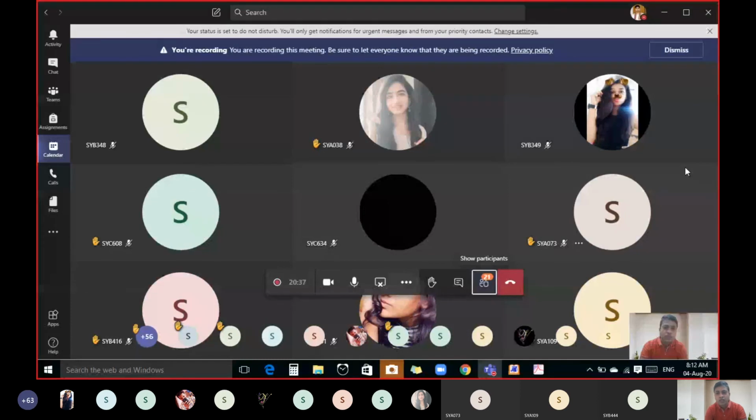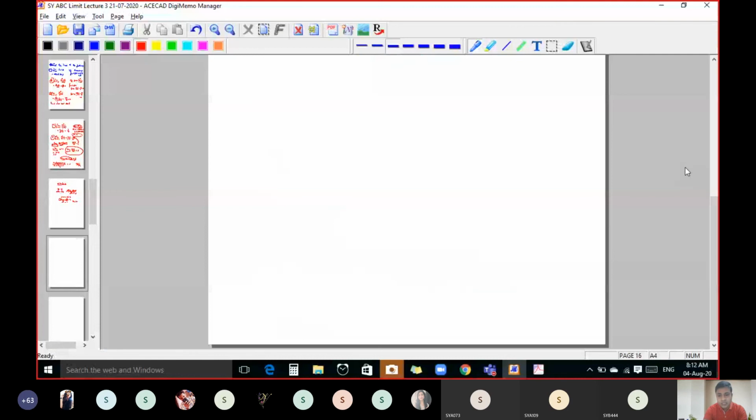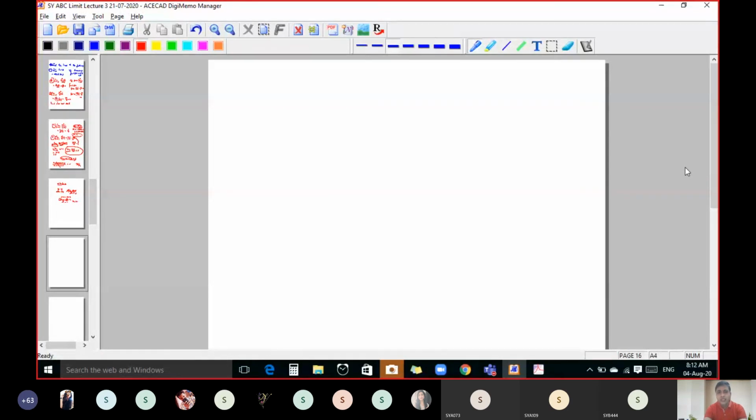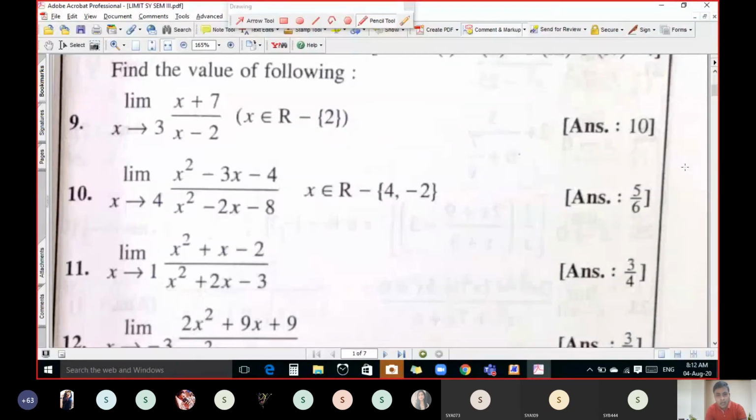Okay. So now let us continue. In this chapter, there are a lot of different types of questions. Let us discuss them one by one, and how to solve those questions. Let us see the question. Limit x tends to 1, (x plus 7) upon (x minus 2). This is the question. What is the meaning of this?